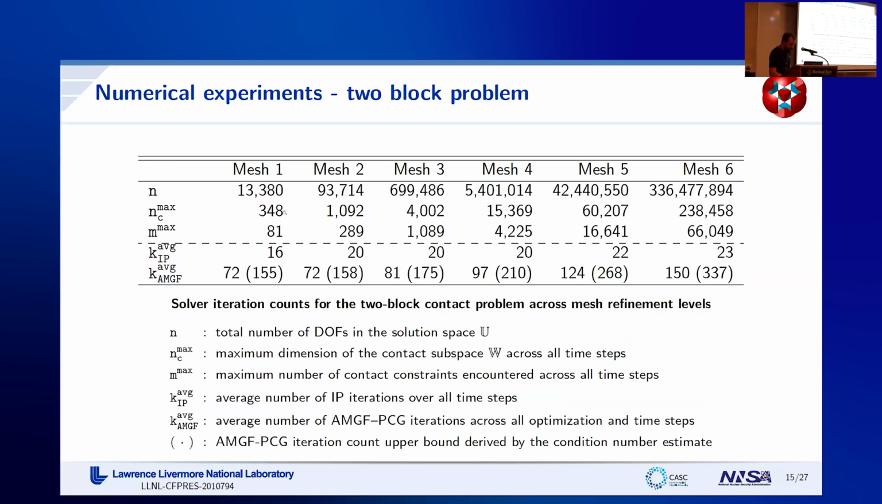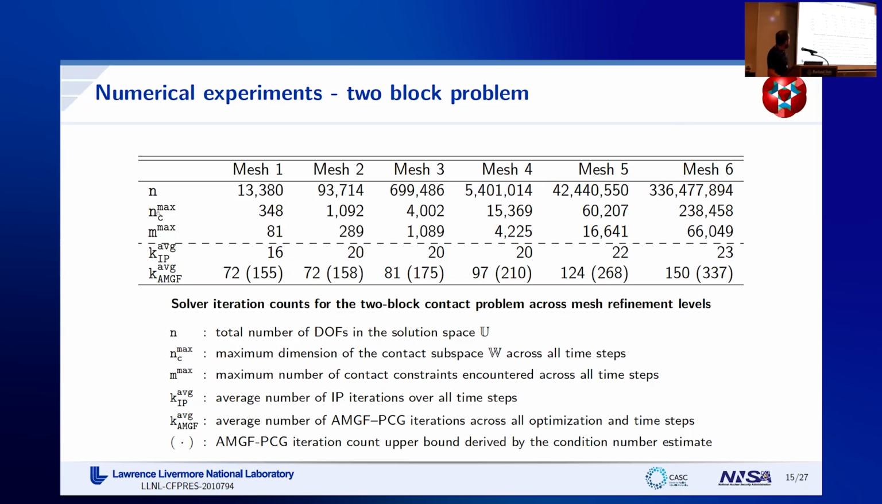So the first row is the number of elasticity dofs, from 13,000 up to 300 million. And then this is the contact subspace dimension, from 300 to about 238,000. You see it grows like a 2D problem, so times 4, because again, it's a surface, compared to the 3D problem that is multiplied by 8.